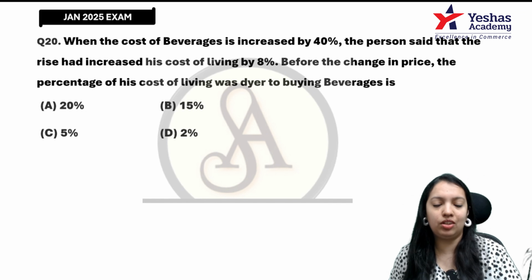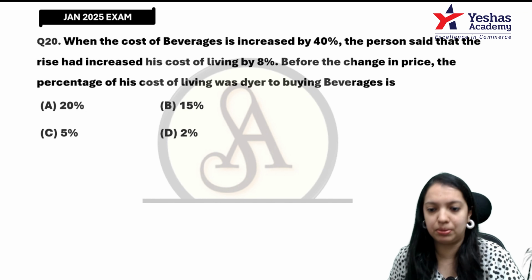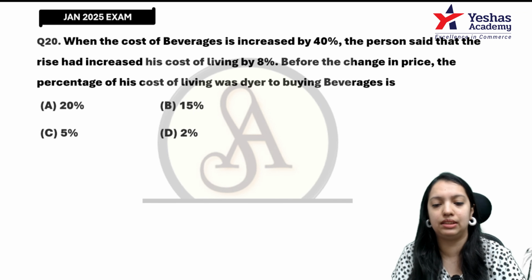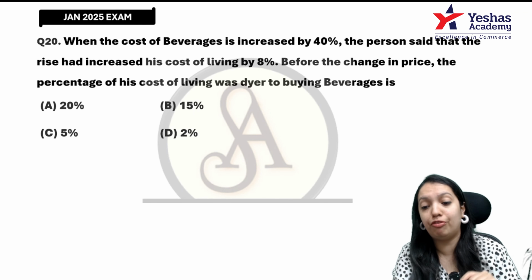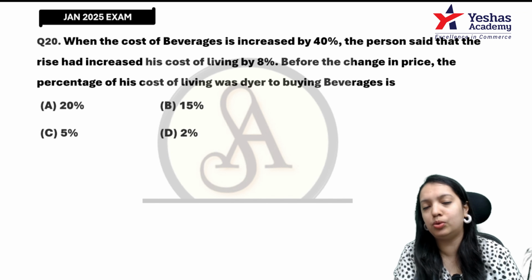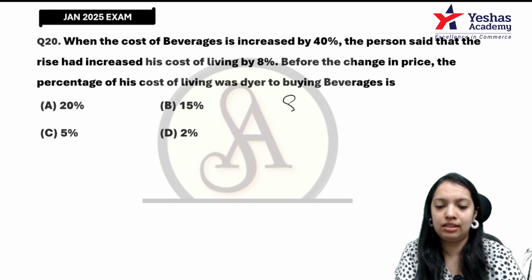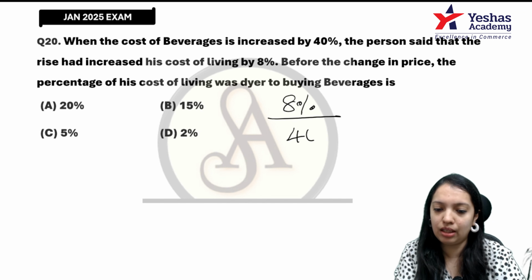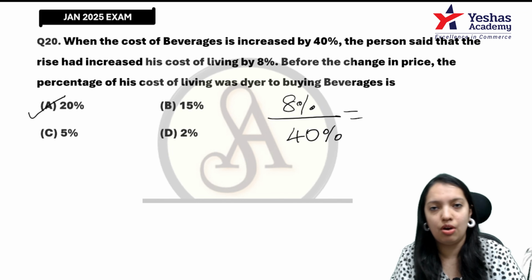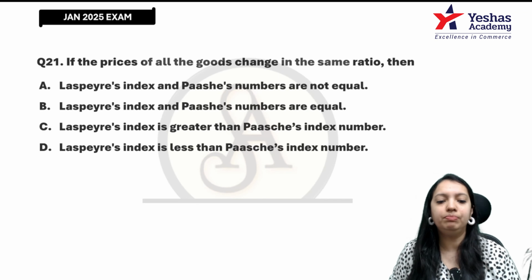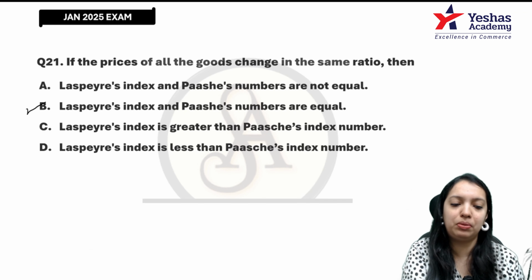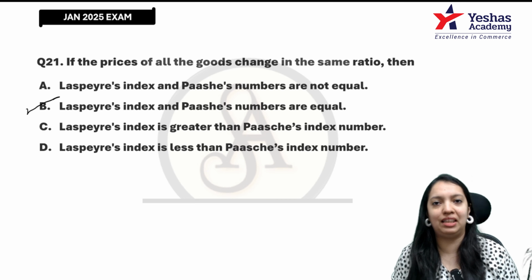Next, when the cost of beverages increased by 40%, the person said that the rise had increased his cost of living by 8%. So you have to calculate the percentage of his cost of living, before the change in price, due to beverage buying. This becomes 8% divided by 40%, and your answer will be 20%, which is option A. Next, when the prices of all the goods change in the same ratio, Laspeyres and Paasche's index numbers are both equal.